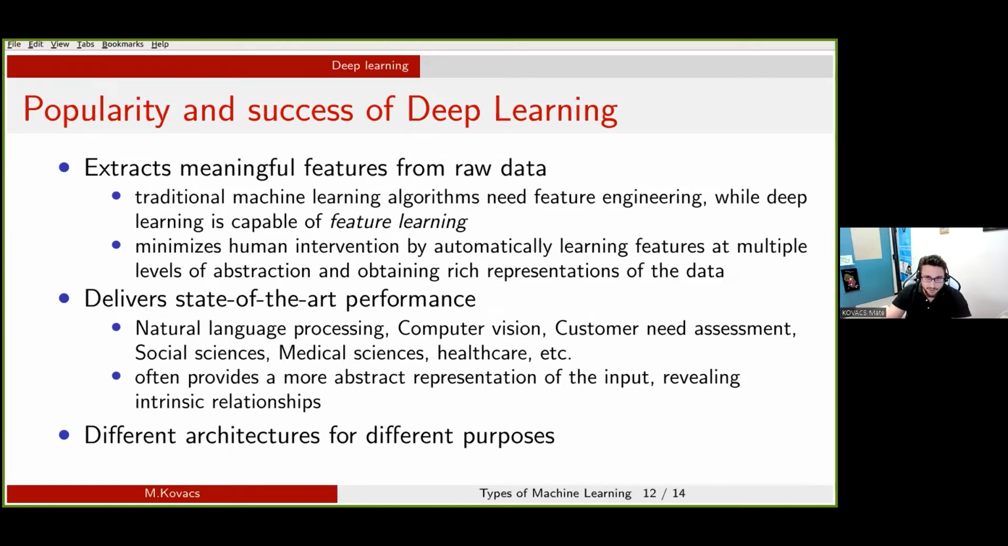Of course, not in all cases and studies, but deep learning delivers state-of-the-art performance in multiple fields, such as natural language processing, computer vision, customer need assessment, business management, social and medical sciences, and so on. Here I only introduced one architecture of neural networks, the so-called fully connected network, but there are in fact several other architectures. While one is more useful for, for example, processing natural language text, another architecture can be more beneficial for dealing with visual inputs like pictures. The so-called deepfakes we hear about in the news are also created with a specific architecture of neural networks, which can be beneficial as well, and people use it for actually useful and not malicious tasks.